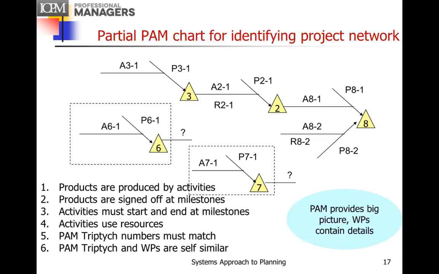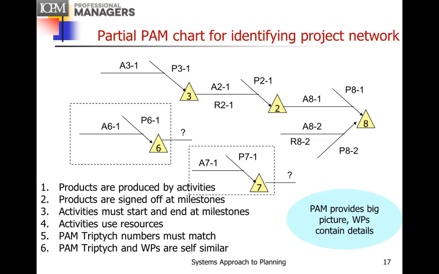On the other hand, 2-1, the resources and the activities are there, and then you've got this milestone 7, which has got a product and activity, but it's not going anywhere. So something is missing. The PAM provides the big picture, the work packages contain the details.